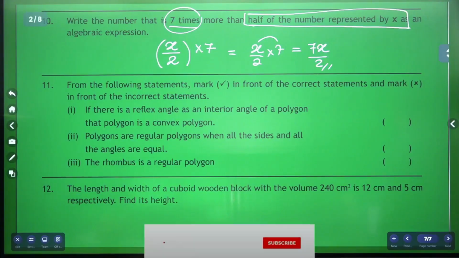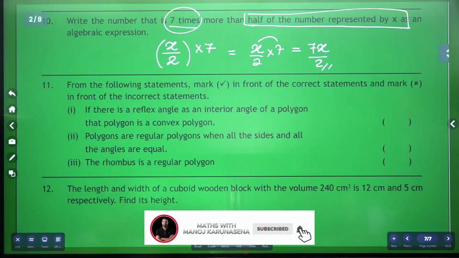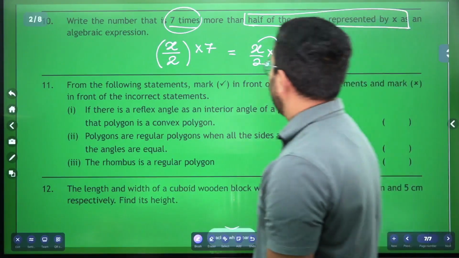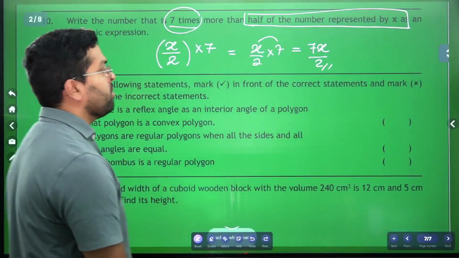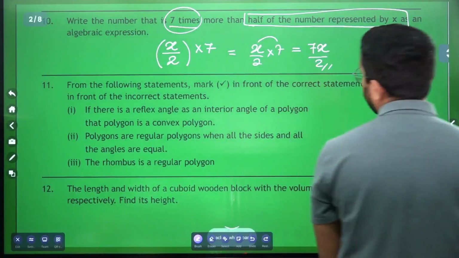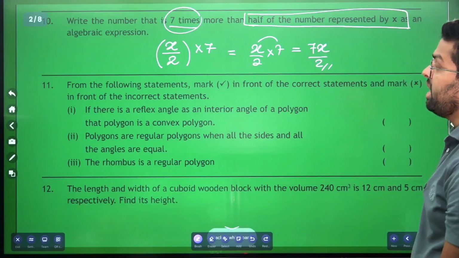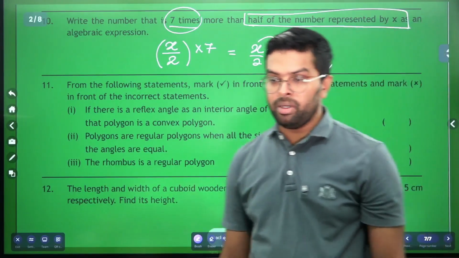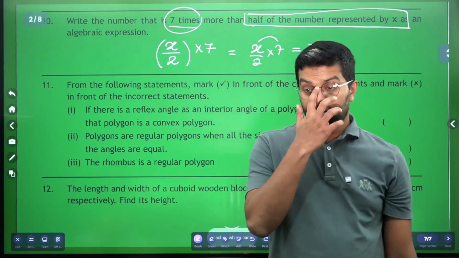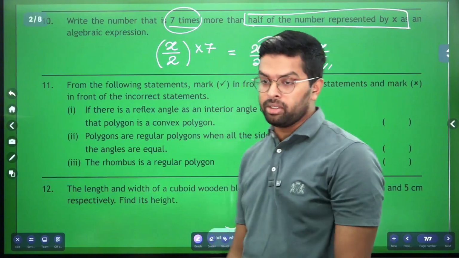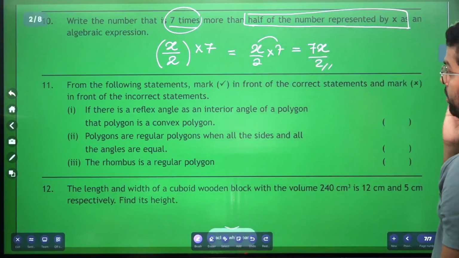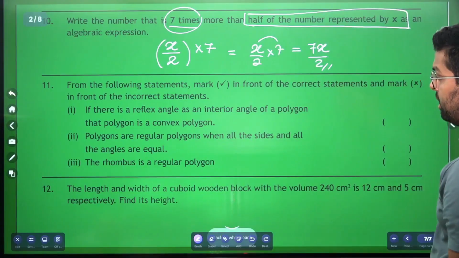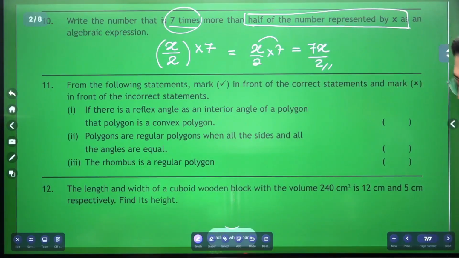Okay, very good, very nice. From the following statements, mark a tick in front of the correct statements and mark a cross in front of the incorrect statements. If there is a reflex angle as an interior angle of a polygon, that polygon is a convex polygon.